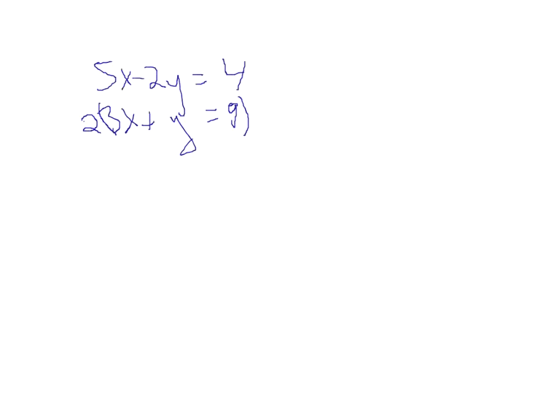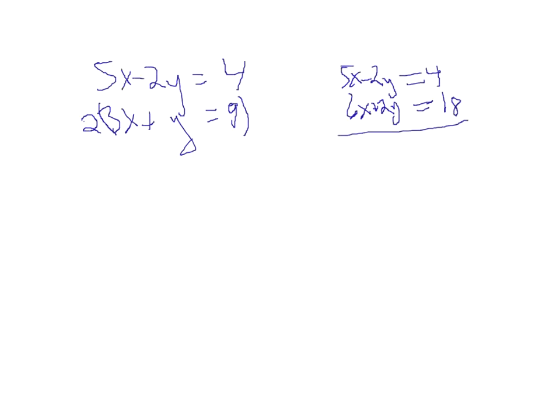So what we ended up with then is 5x minus 2y equals 4, and I end up with 6x plus 2y equals, and I have to multiply the other side too, so it's 18. I have to multiply every single part of that equation by the 2.